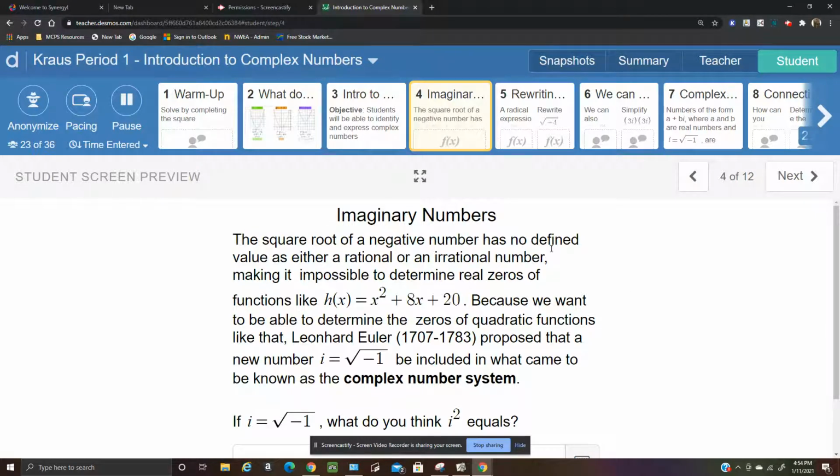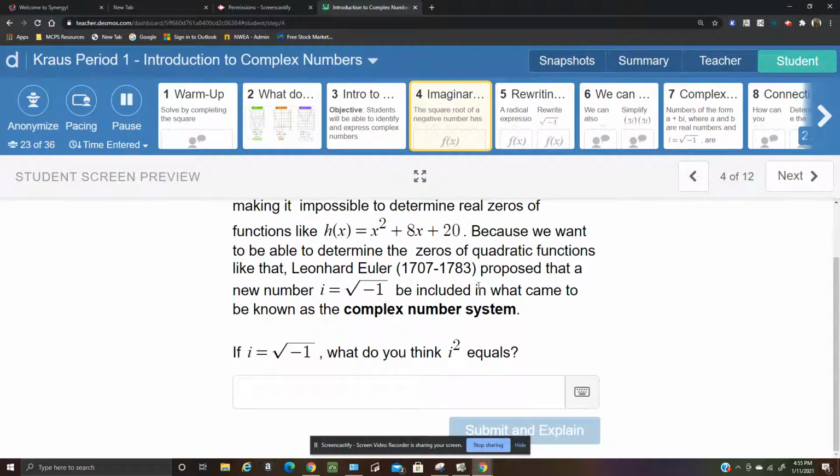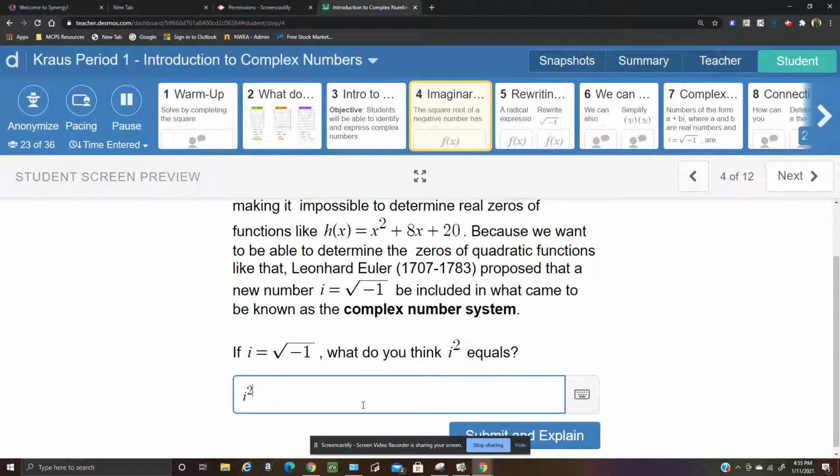The square root of a negative number has no defined value as either a rational or irrational number, making it impossible to determine real zeros of a function like the warm-up, h of x equals x squared plus 8x plus 20. Because we want to be able to determine the zeros of a quadratic function like that, Leonhard Euler proposed that the new number i is equal to the square root of negative 1 to be included in what came to be known as the complex number system. So if i is equal to the square root of negative 1, then i squared is equal to negative 1.